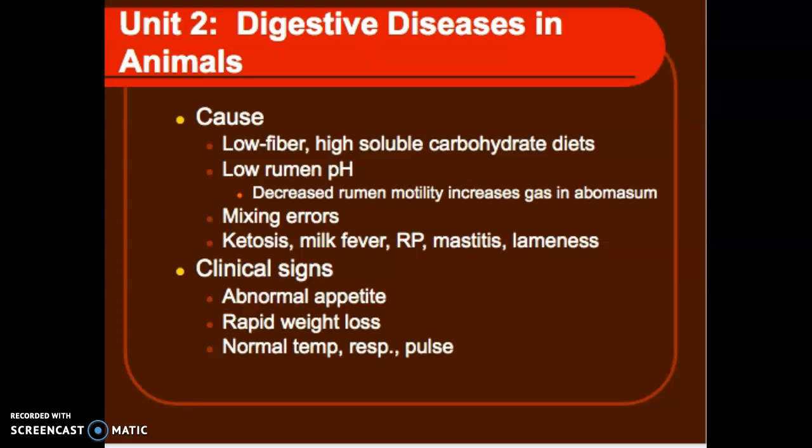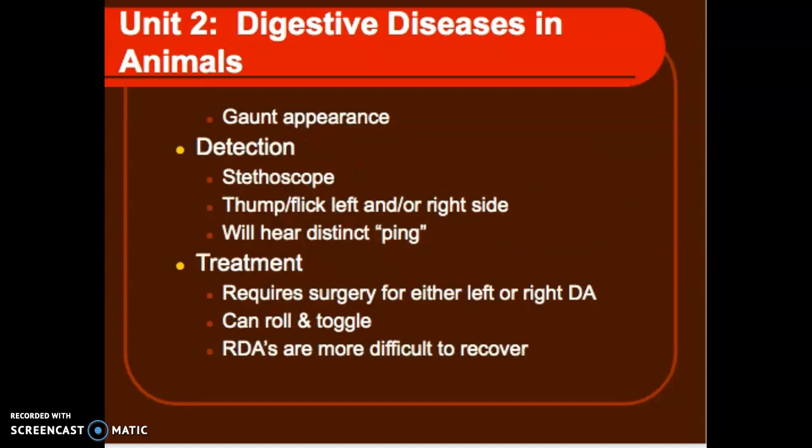Clinical signs: you'll see they'll drop off their appetite really rapidly. If you don't catch them quickly, they lose a lot of weight within the first few hours to few days, and you'll see a gaunt appearance to them. They'll have a normal body temperature. This is one of those things that does not cause an elevated temperature. If there is a body temperature associated with this, it's because they've got another problem also bothering them. The DA generally doesn't cause a fever.